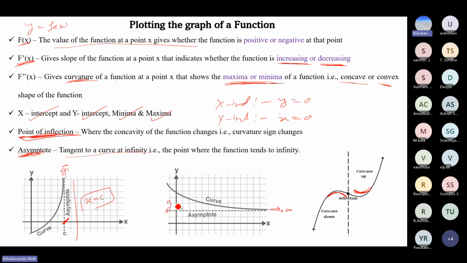That is, y equals b. This y equals b is an asymptote parallel to the x-axis. So this is a vertical asymptote and this is a horizontal asymptote. Also, an asymptote can be inclined. So there are three different types of asymptotes.